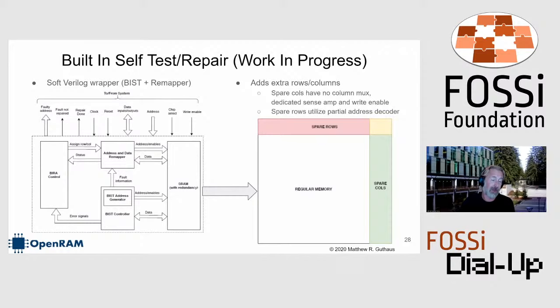So we actually have the stuff on the right in OpenRAM where you can add these spare things, and all the spare columns have their own sense amp and bypass the column mux. And then they also have their own write enable.